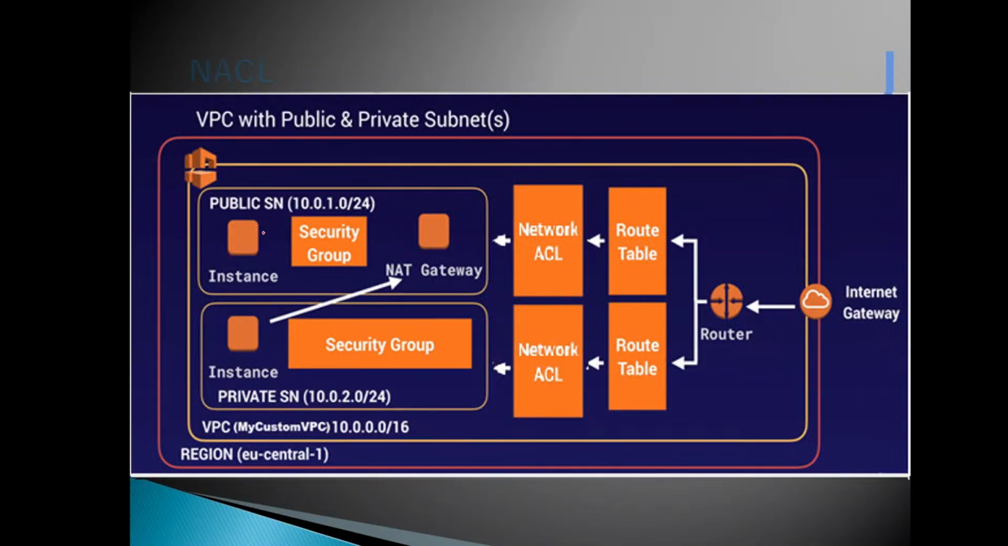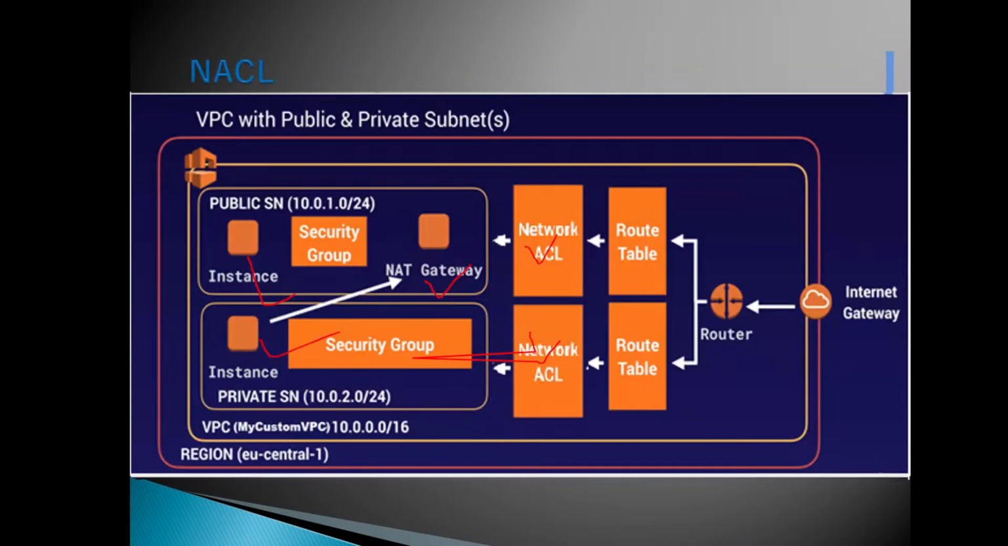Now right now this is our network. We have created subnets, we have created EC2 machines in private and public subnets, we have created a NAT gateway, we have created a custom route table as well as a custom NACL. Okay, so I'm stopping here. If you have any questions, let me know.